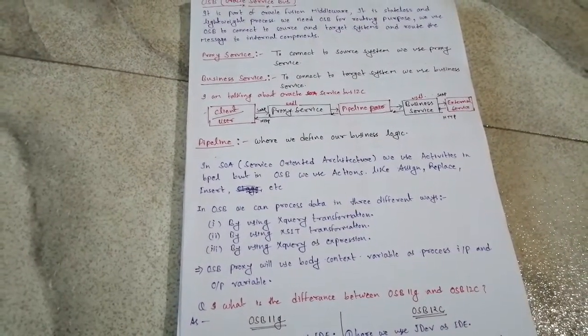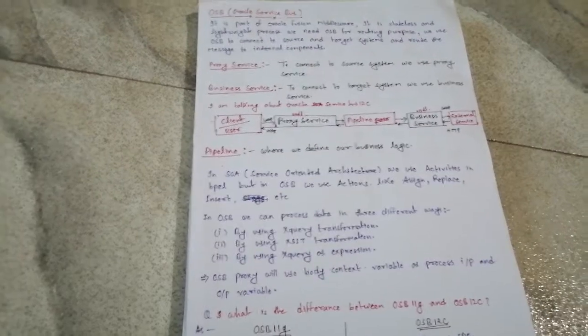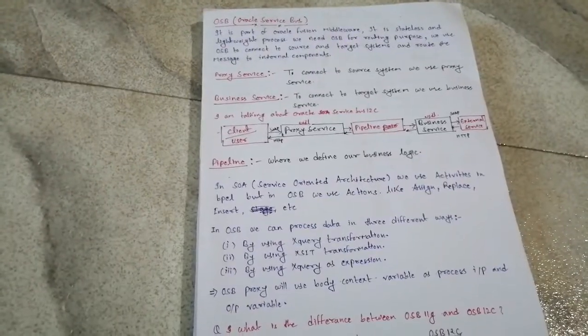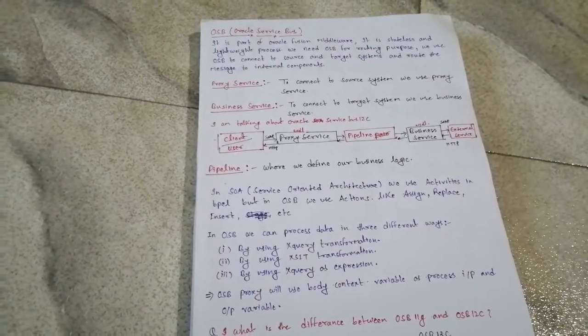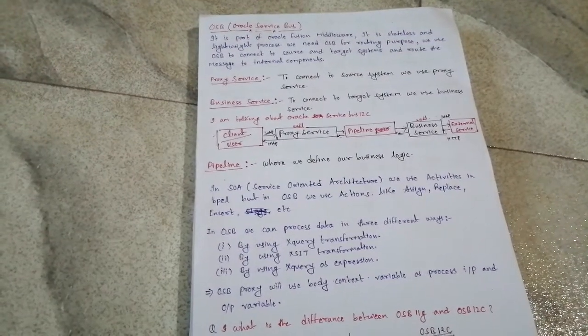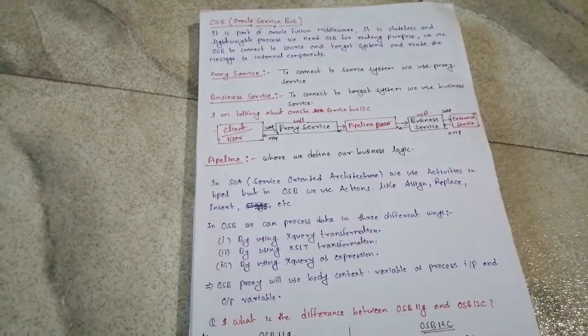And in OSB we have some predefined variables. No need to create any variable in OSB. You can use the predefined variables in OSB. These are called context variables. Okay.